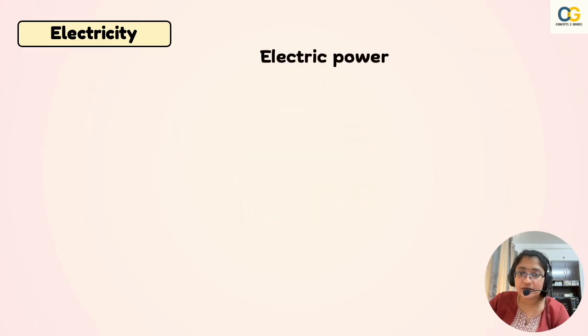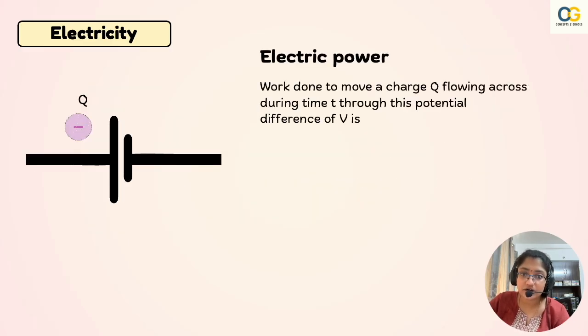Now coming to electric power. Electric power is again what we have discussed. So if I have a charge Q and I move it across this potential difference so that it completes the circuit, this Q movement from this negative to positive terminal across this potential difference of V.